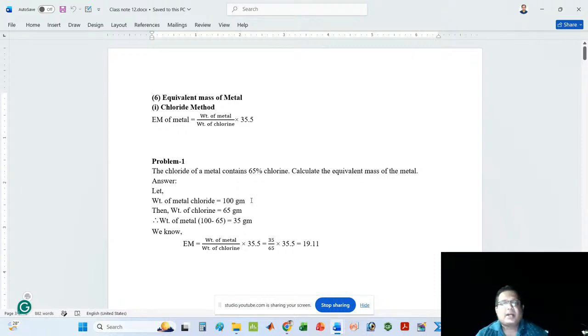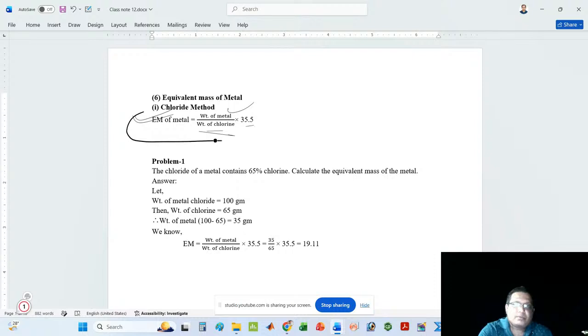How can you find the equivalent mass of a metal? There are different methods for the calculation of equivalent mass of a metal. Now I will discuss the chloride method. For the chloride method, the formula is: equivalent mass of metal is equal to weight of metal divided by weight of chlorine, into 35.5. This is the formula for the calculation of equivalent mass of a metal.